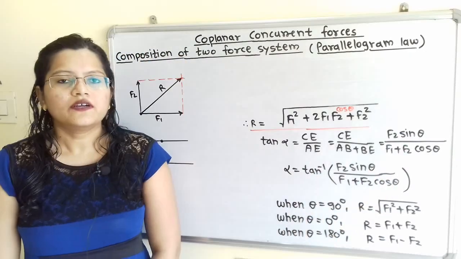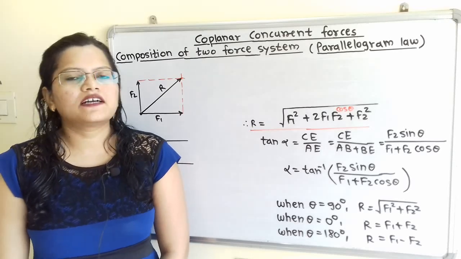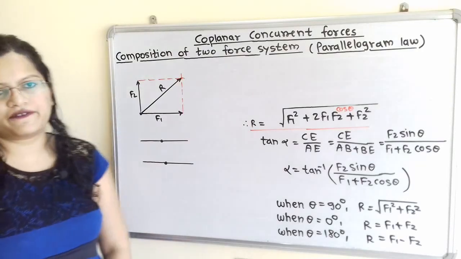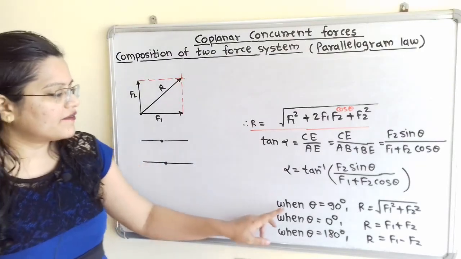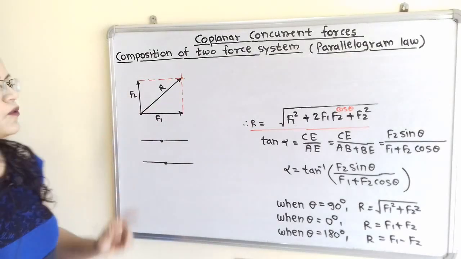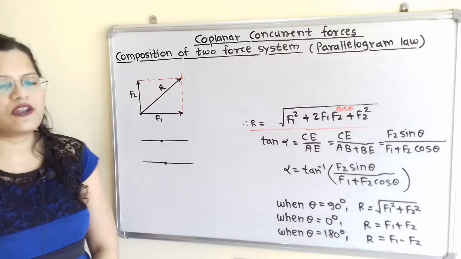We will find out the value of resultant R when the angle theta is different in between the two forces F1 and F2. So first, when theta is equal to 90 degrees, that means F1 and F2 are perpendicular to each other, then how to find out the value of R?